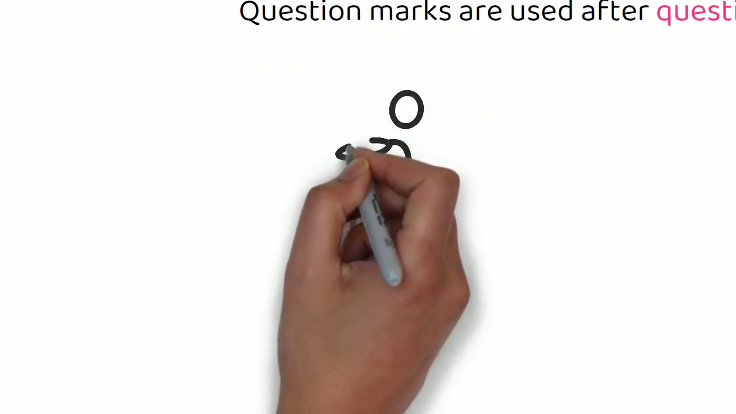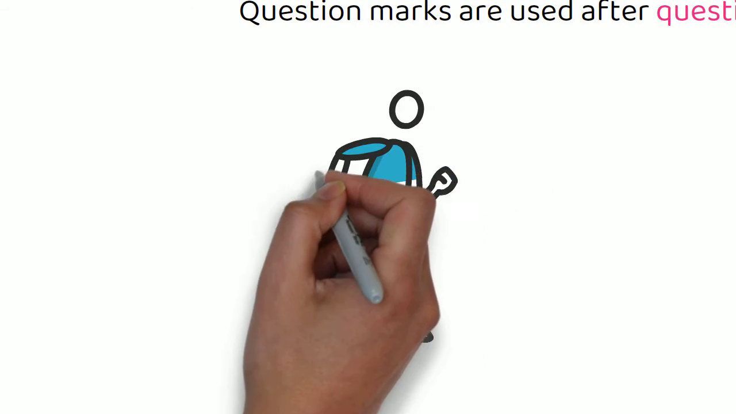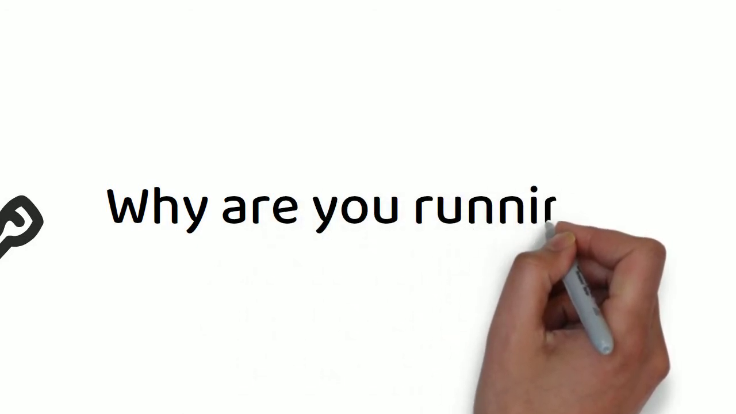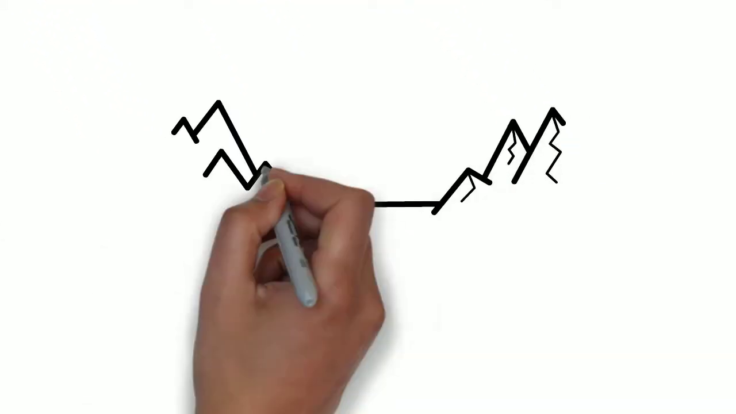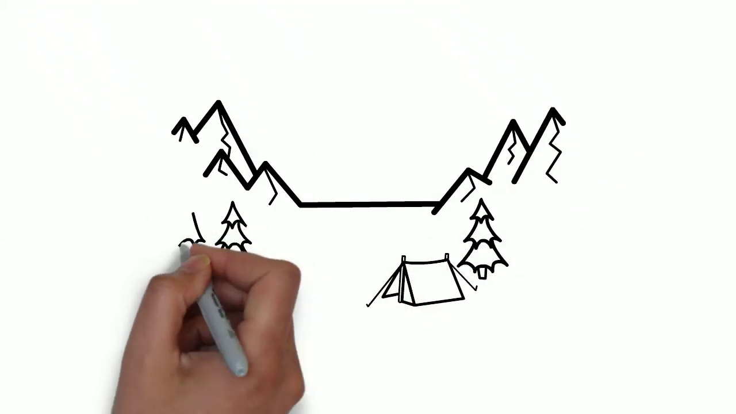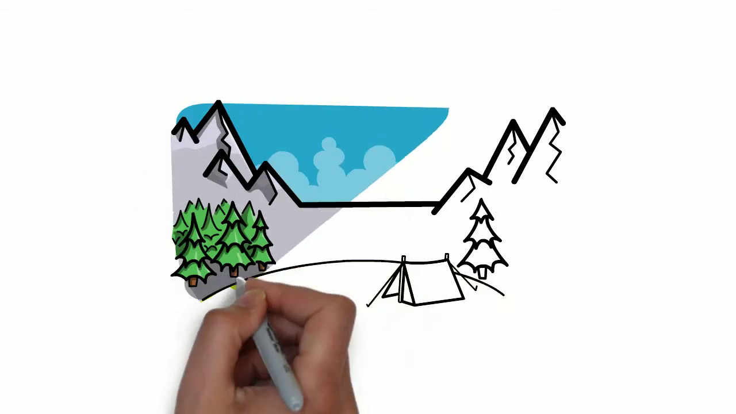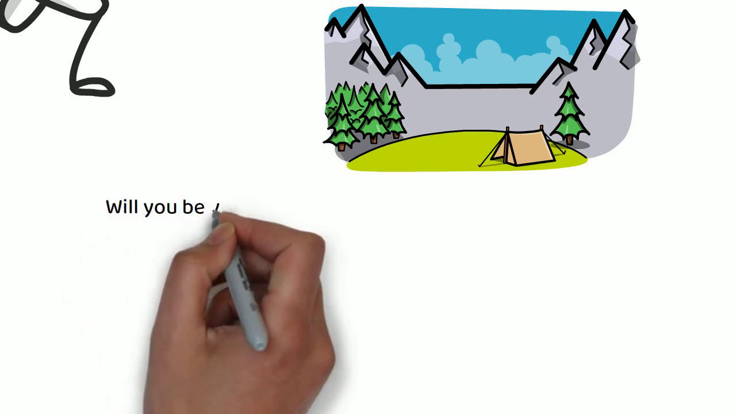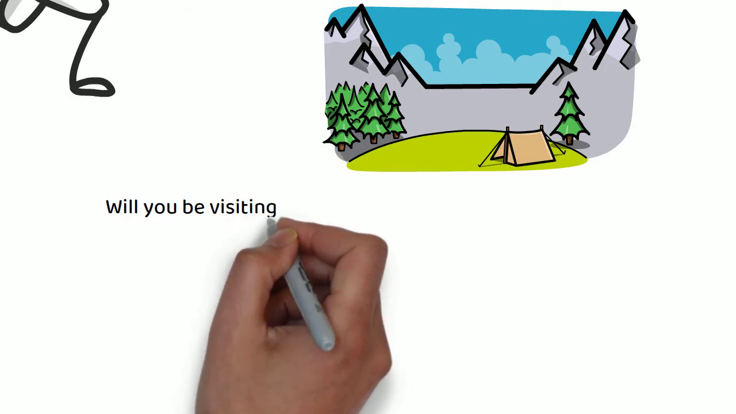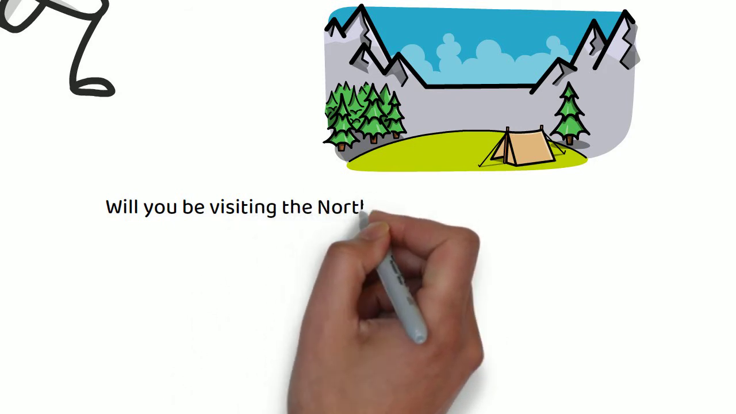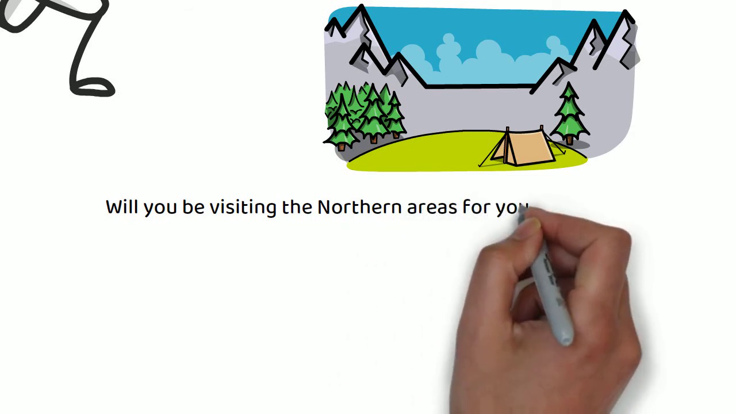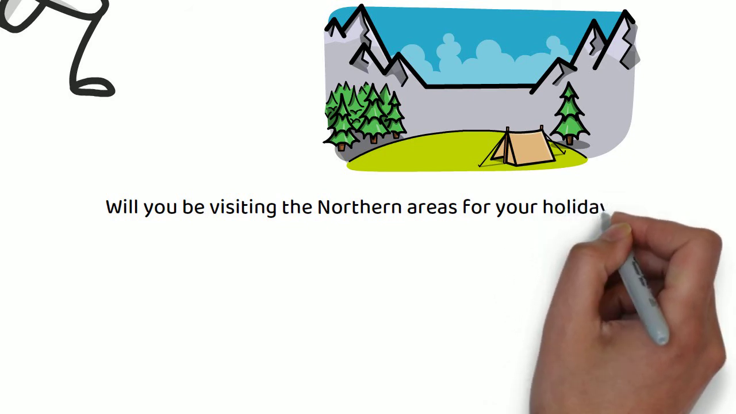Let's see some examples. Why are you running? It's a WH question, and I've used a question mark at the end. Let's take another example. Will you be visiting the northern areas for your holidays? Will is an auxiliary, and we can use auxiliaries to form questions.